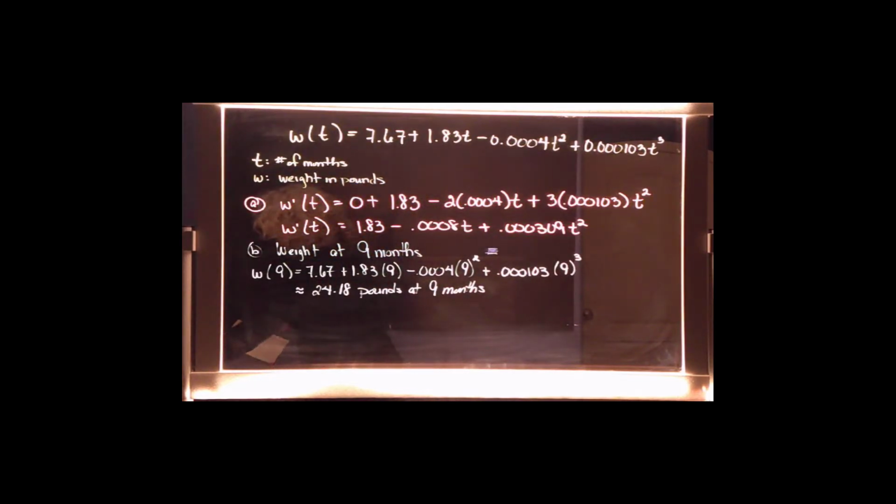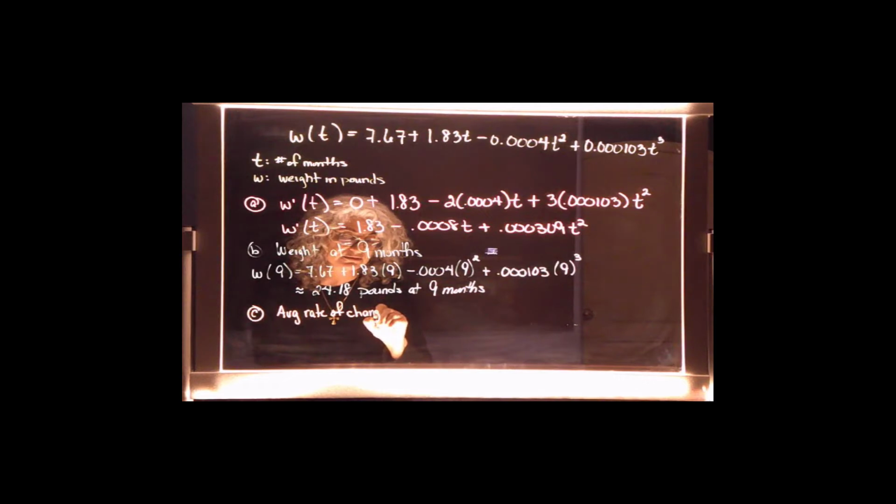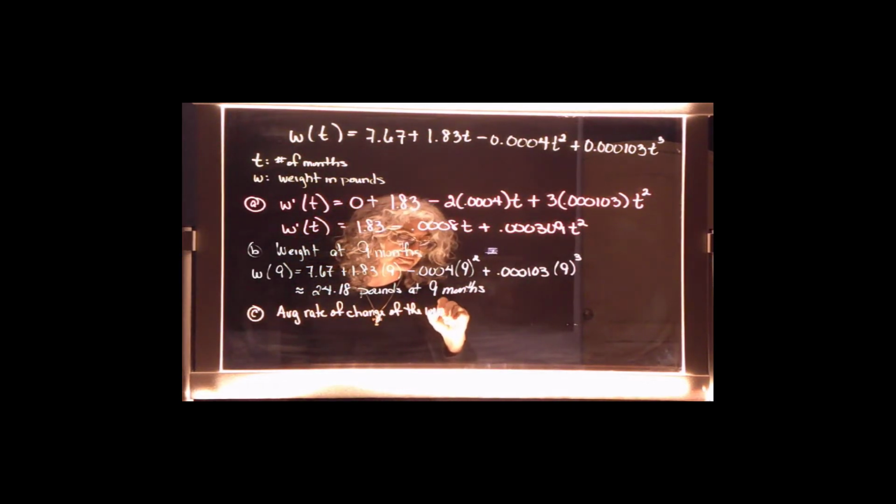All right. Now, there is a part C. Part C would like us to find the average rate of change of the baby's weight at 9 months old. So part C is looking for the average rate of change of the weight at 9 months old.